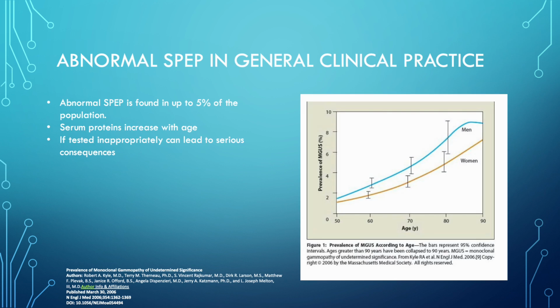So, in general clinical practice, an abnormal SPEP is found in up to 5% of the population. And serum proteins normally increase with age as well. So if testing is done inappropriately, it can lead to serious consequences, because even a normal human being, without any plasma cell dyscrasia or underlying plasma cell malignancy, is expected to have rising serum proteins with age. So, that's about it.